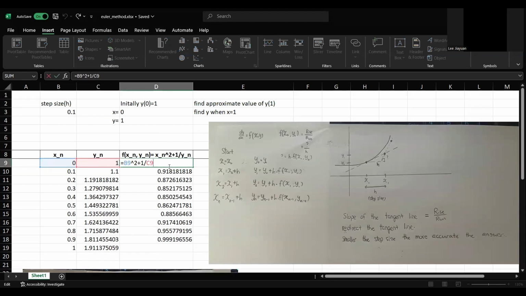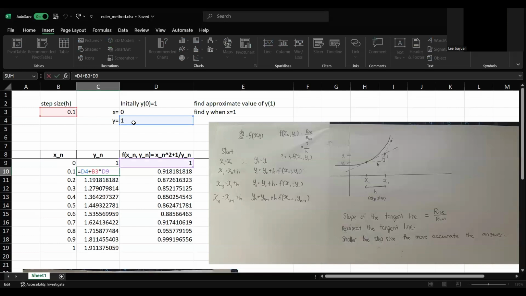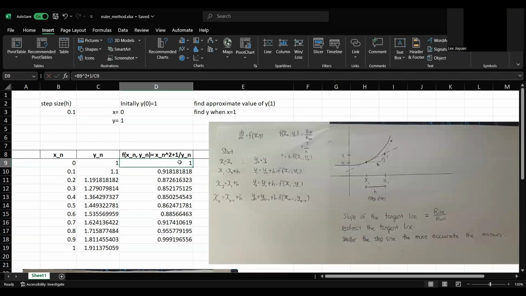To find this, we will use (x squared plus 1) divided by y to find our f(x0, y0). Here, as you can see, to find our y1, we will use y0 plus h multiplied by f(x0, y0). So this is our y1. As you can see, we're using 1, which is our y0, our initial y, plus h, which is our step size, multiplied by our f(x0, y0), which is 1 from here.